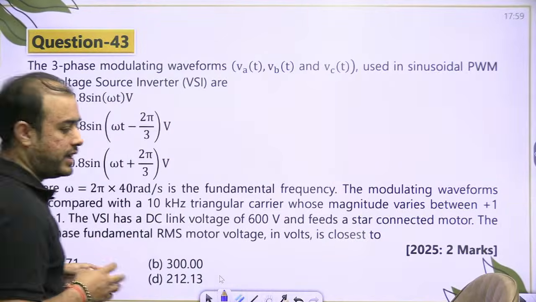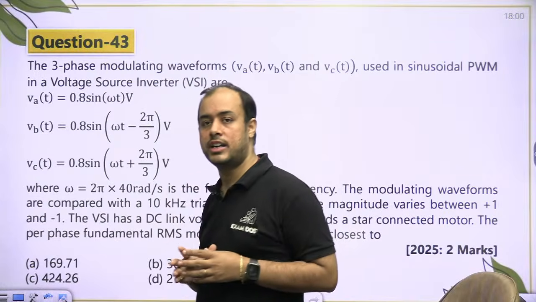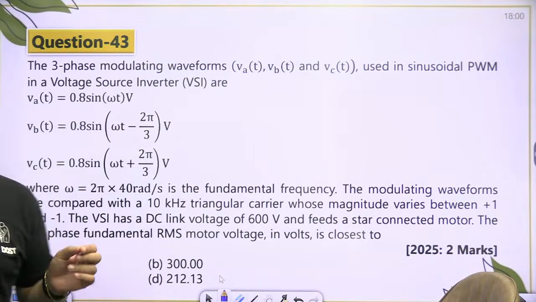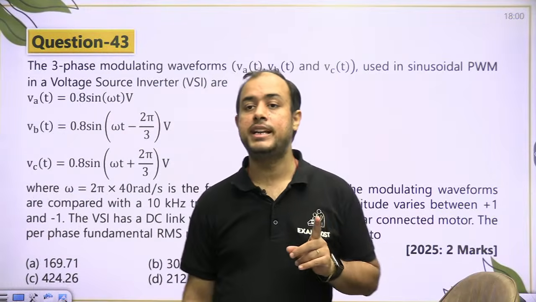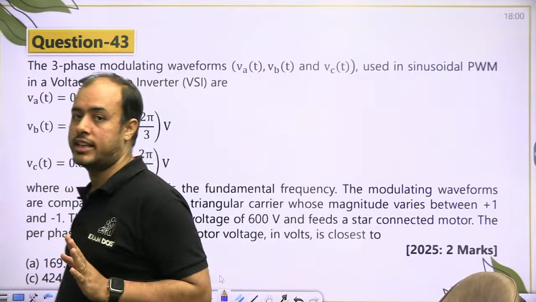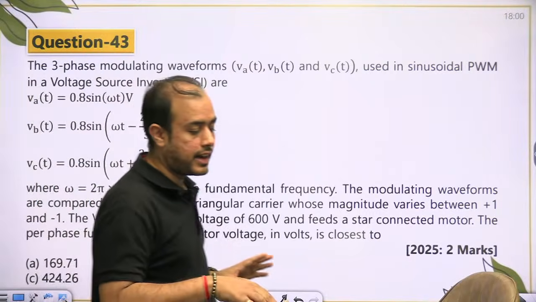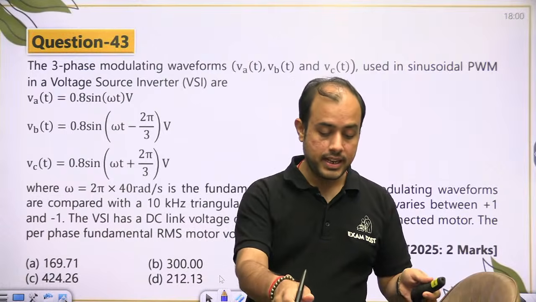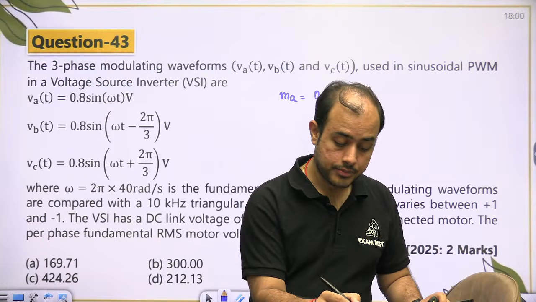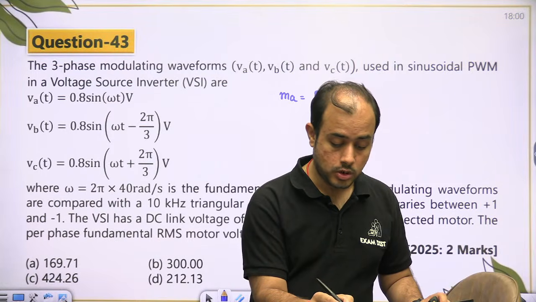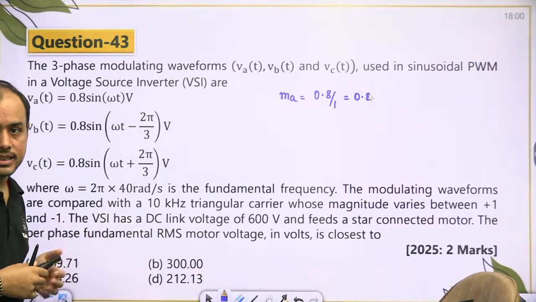देखो भाई, in three phase we have three reference waveforms separately for three phase at 120-degree shift. Modulating waveforms are compared with a triangular carrier. Carrier is same. In three phase PWM, carrier is same. The reference voltages are different. So amplitude of carrier is 1. Amplitude of reference is 0.8. Based on this, modulation index becomes 0.8.